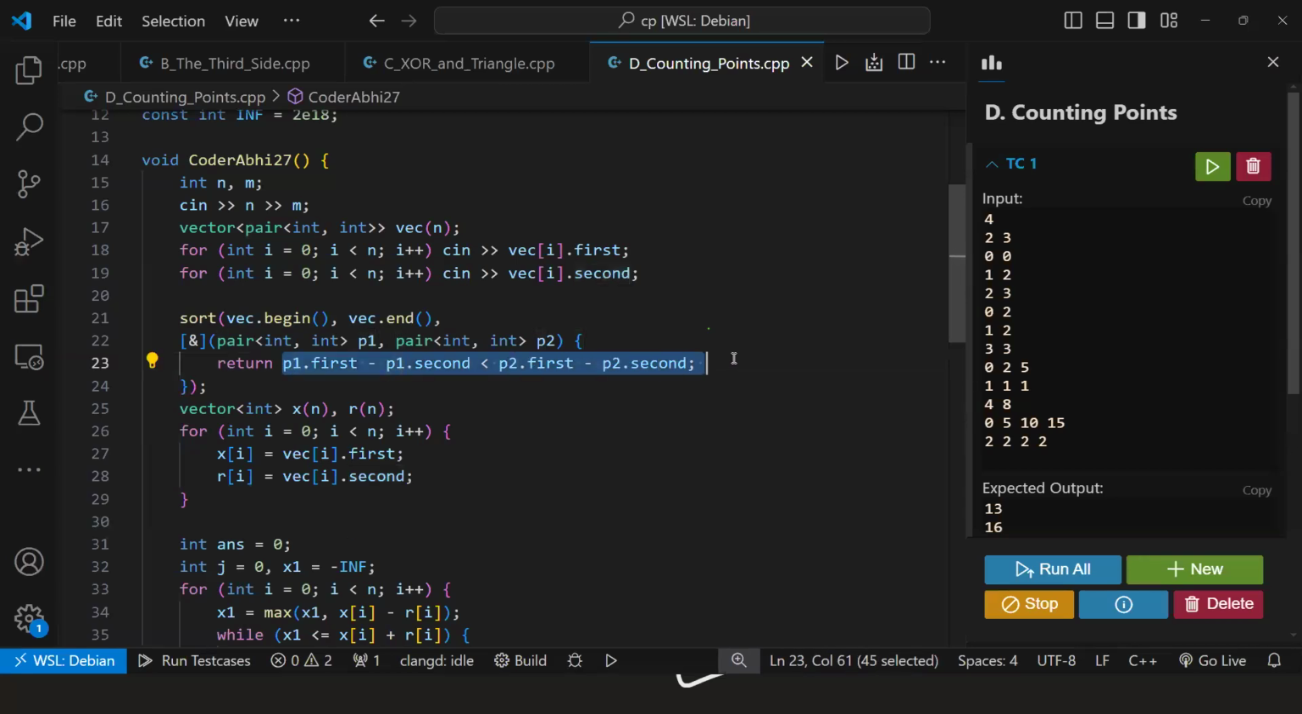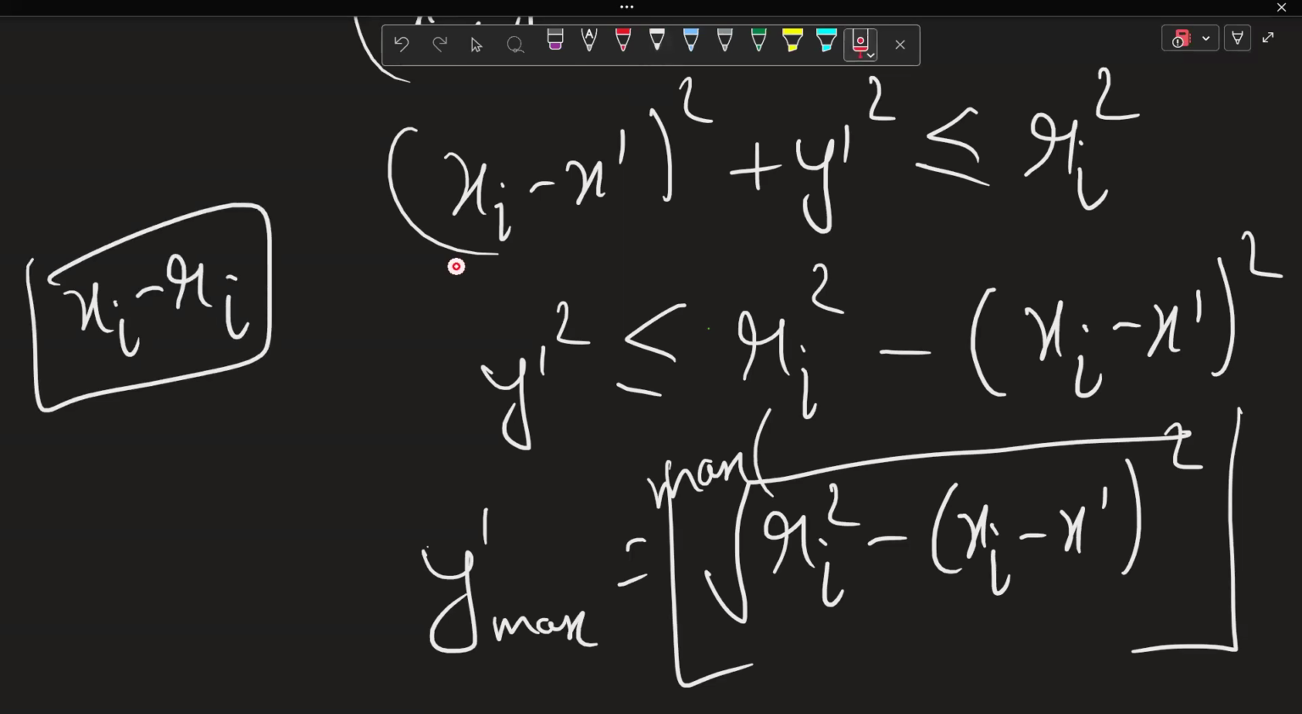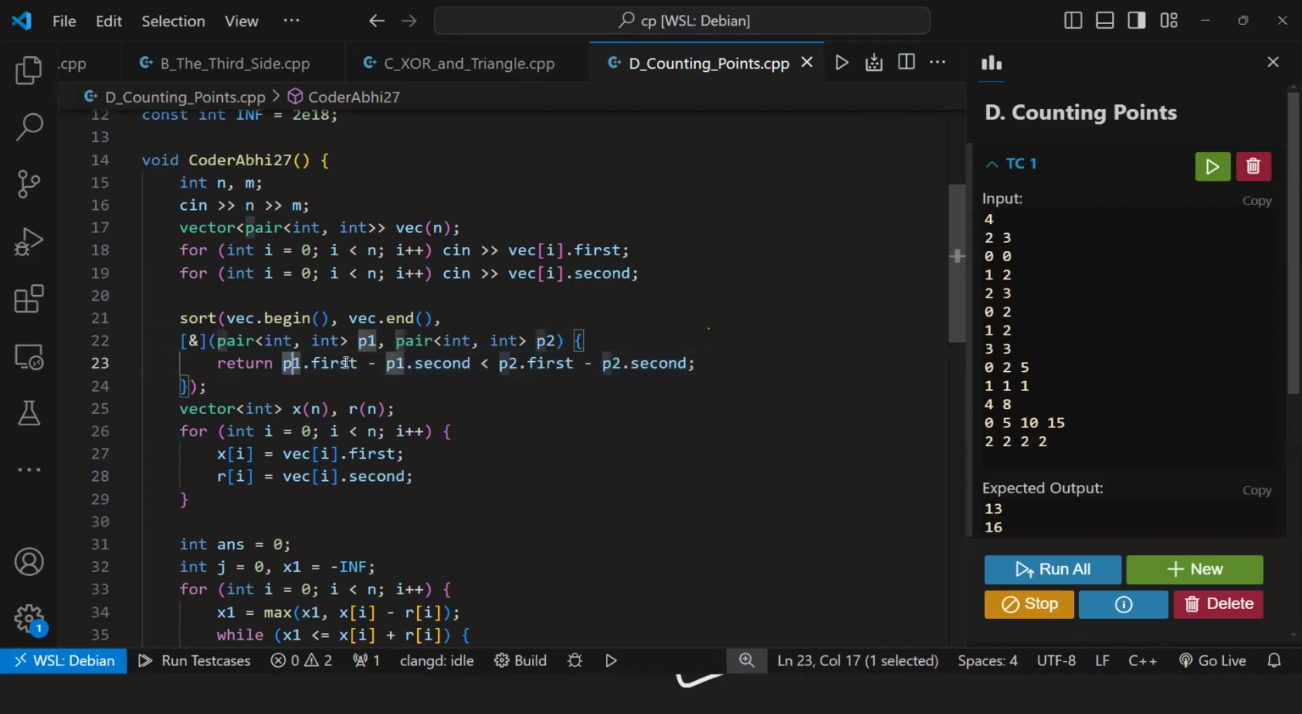What was my basis for sorting? It was that xi minus ri. Whichever has this the least would come first. So I'm sorting on the basis of this. So it would be p1 dot first minus p1 dot second, and this would be less than p2 dot first minus p2 dot second.